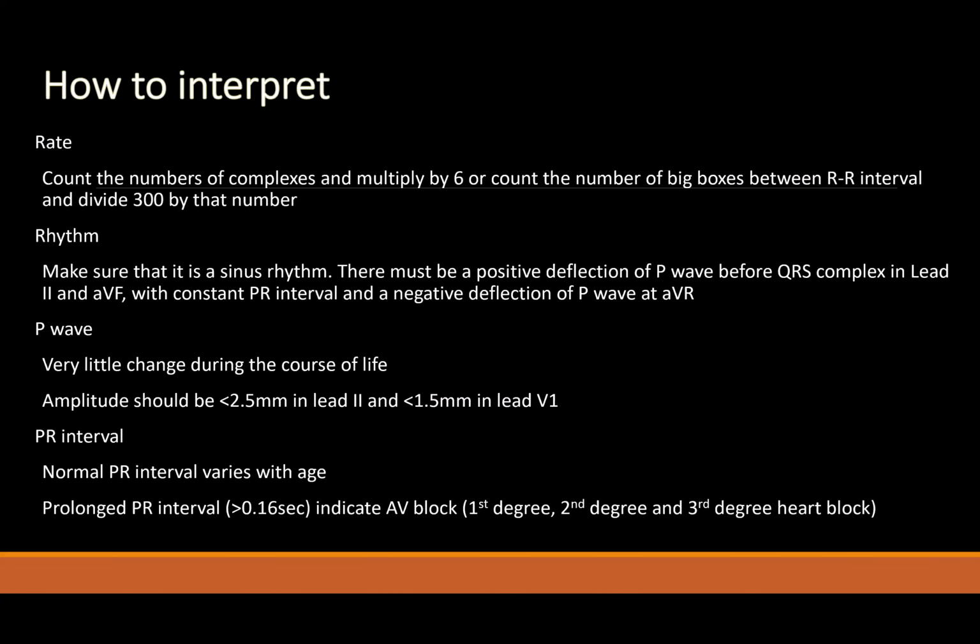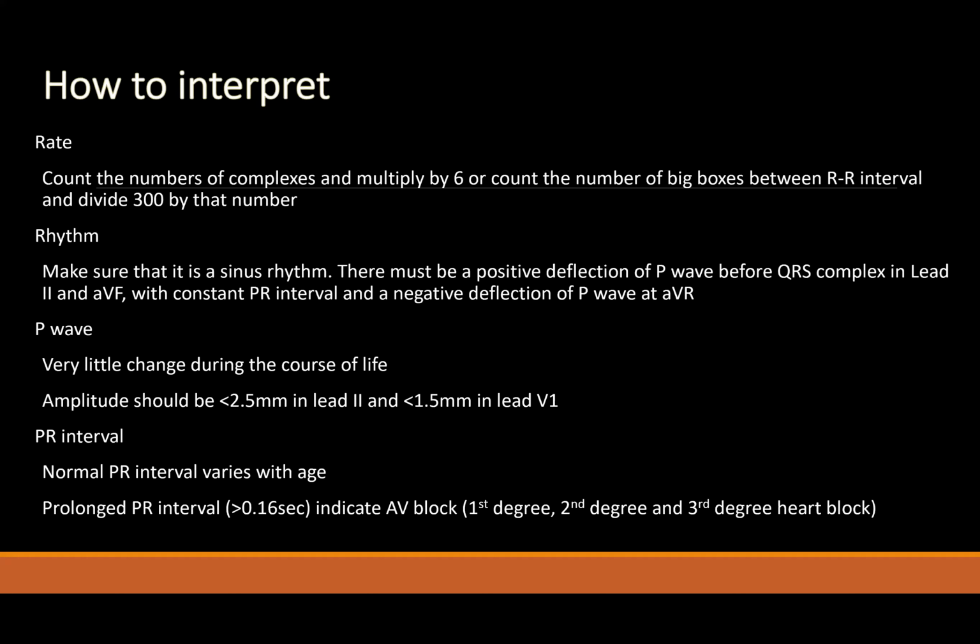This is the guideline for how to interpret the pediatric ECG. For the rate, for example, we count the number of complexes and multiply by 6, or count the number of big boxes between the R to R interval and divide 300 by that number. For the rhythm, make sure that it is a sinus rhythm. There must be a positive deflection of the P wave before the QRS complex in lead II and aVF with a constant PR interval, and a negative deflection of the P wave at aVR. For the P wave, there is very little change during the course of life.